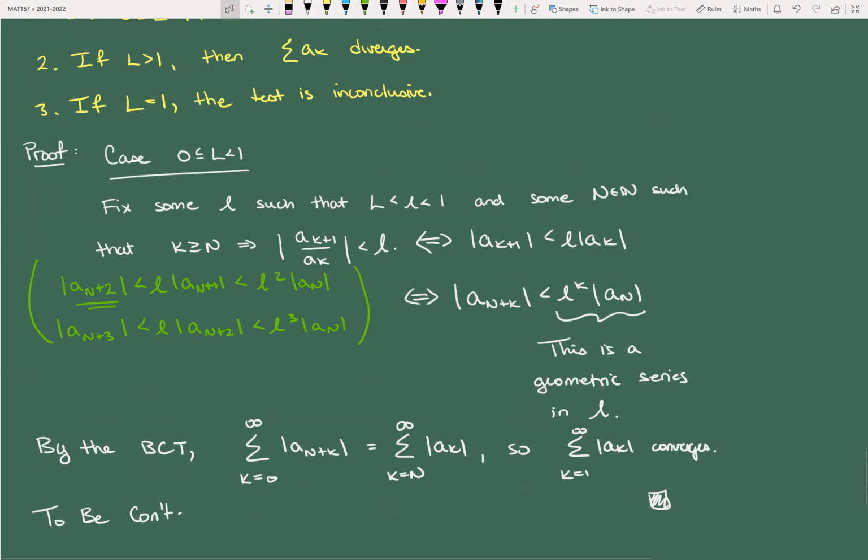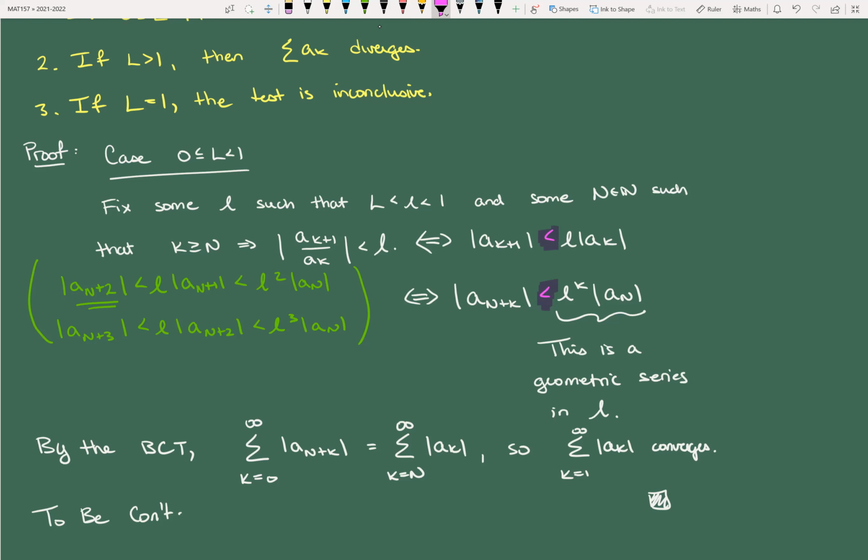Okay, so if L is bigger than 1, the exact same argument holds, but this inequality, this less than sign, becomes a greater than sign. And from that, you can conclude that the series diverges absolutely. But that's not enough, right? We need not just that the absolute series diverges, we need that the original series diverges. So there's almost nothing to do here, but you need to convince yourself that if the absolute series diverges, then that is actually enough in this case to tell us that no, the series can't be absolutely or conditionally convergent. The original series actually diverges.